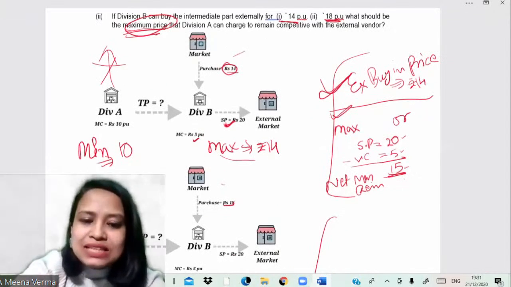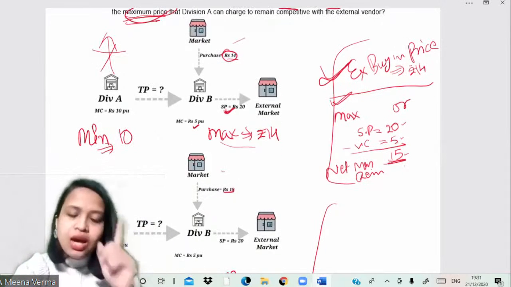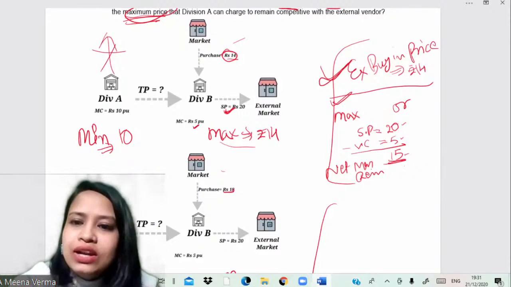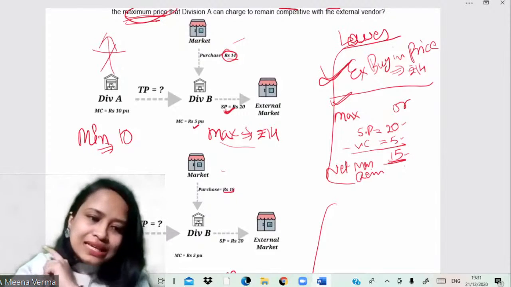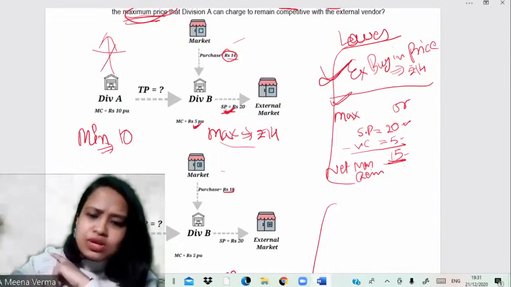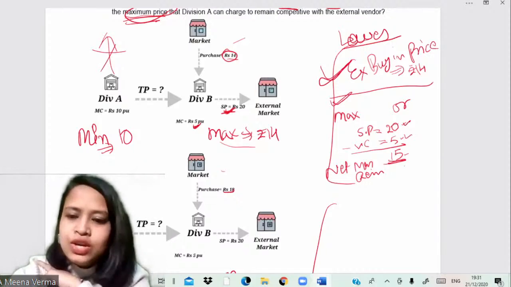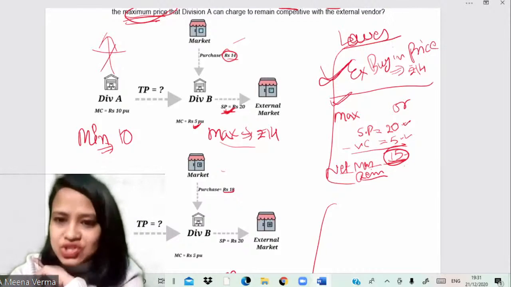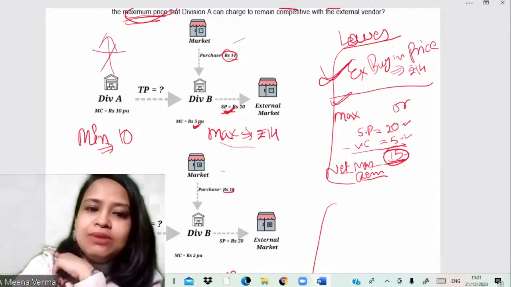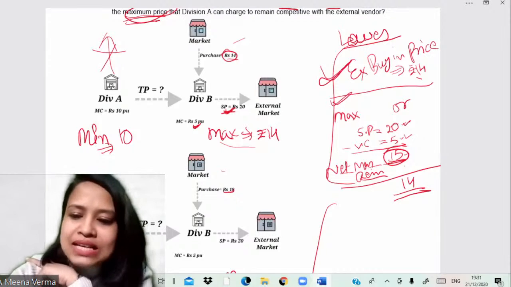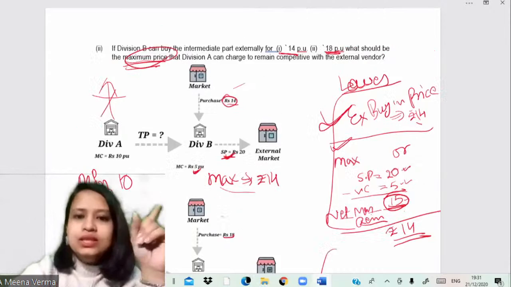Now here for deciding the maximum transfer price, we have a method. First we will calculate the net marginal revenue. Then we will see the external buy-in price, and we will consider the lower of these values. You can see here, you can sell the final product in the market for rupees 20, and the further processing variable cost which we are incurring here is rupees 5. So rupees 15 is the net marginal revenue here. The external buy-in price is rupees 14. So the lower value is rupees 14. This is the maximum transfer price which you will quote in this first case.